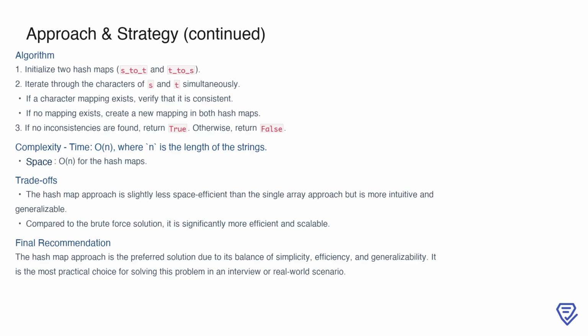This algorithm has a time complexity of O(n), where n is the length of the strings, as we process each character pair once. The space complexity is O(n), due to the storage requirements for the hash maps. While this approach uses slightly more space compared to the single array method, it is far more intuitive and generalizable. Ultimately, the hash map approach strikes an excellent balance between simplicity, efficiency, and scalability, making it the most practical choice for solving this problem in both interviews and real-world applications.